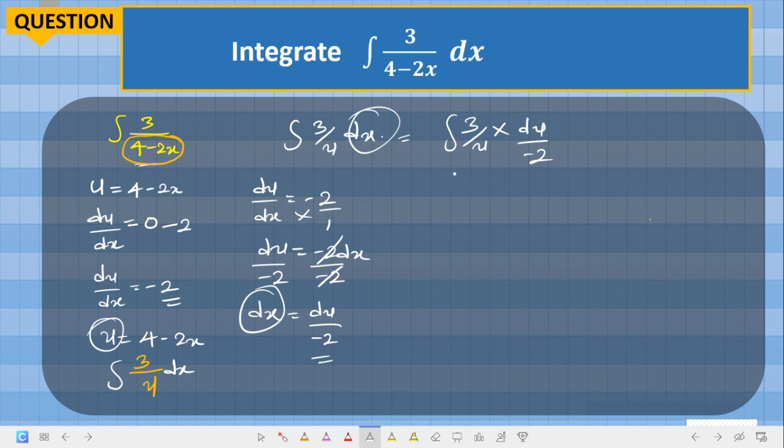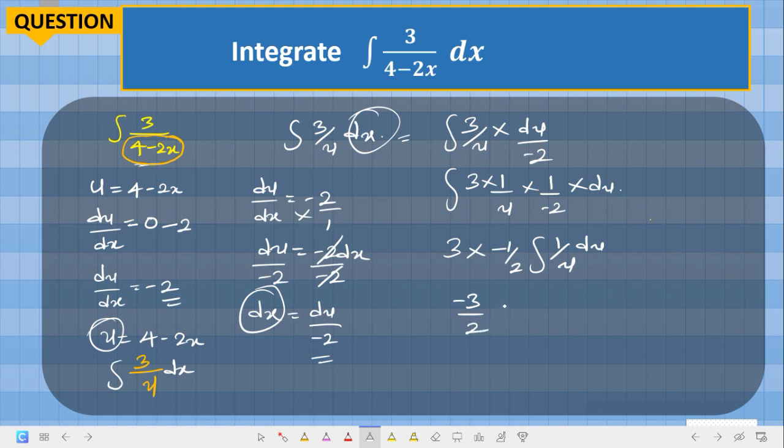Now 3 is a constant, or we can write this 3 as 3 times 1 over u times 1 over minus 2 times du. We can bring 3 out, and we can bring 1 over minus 2 out, which is minus half. Then we have the integral of 1 over u du. The reason why we brought all these out is that they are constants, they don't have any variable attached to them. So this gives us 3 times minus half, which is minus 3 all over 2, then the integral of 1 over u du.